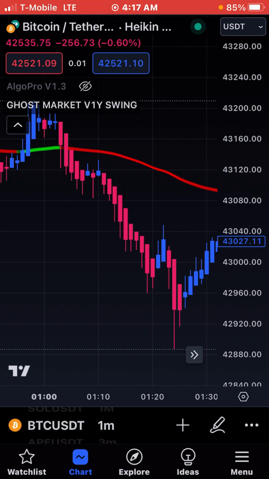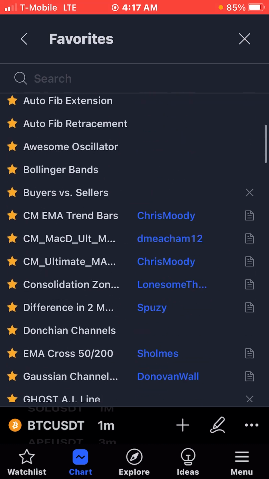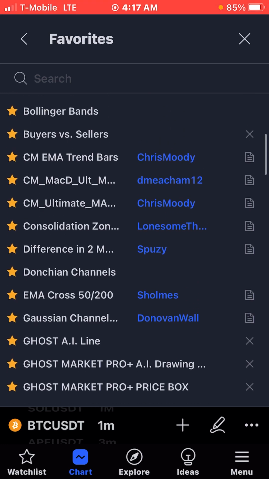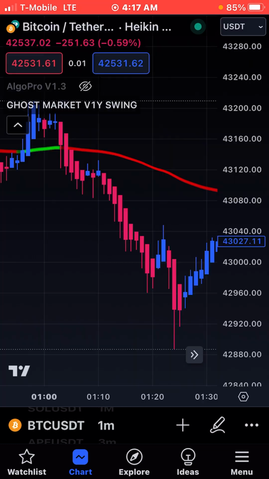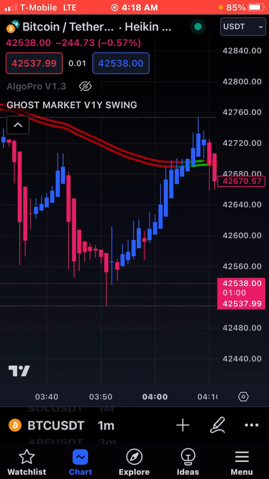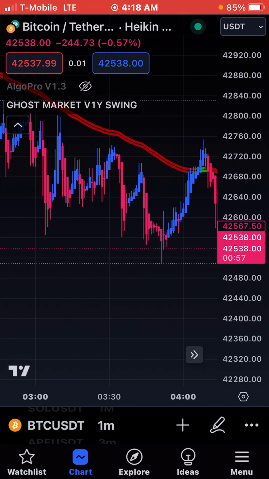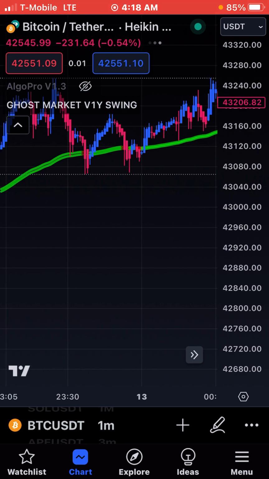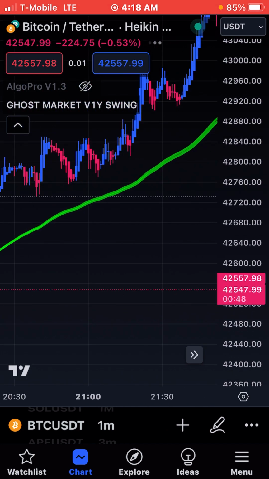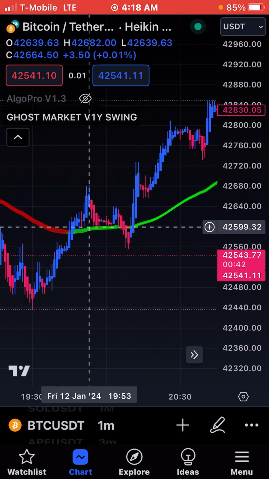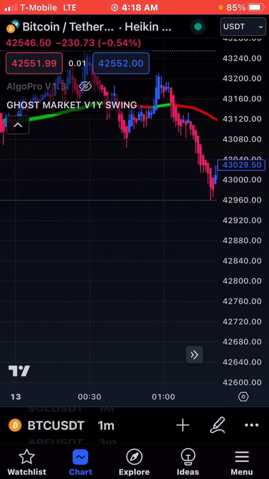Now, if you don't want to do this with Ghost Market Pro, to get these lines, you would just have to go to CM EMA trend bars, and you put in 90 and 95, and you'll get exactly what I have on my screen here. I just find this helpful, but the main thing here is to take note of when it goes from green to red, because that is a change of direction for the most part. You can usually find a good change of direction when you find red to green or green to red.